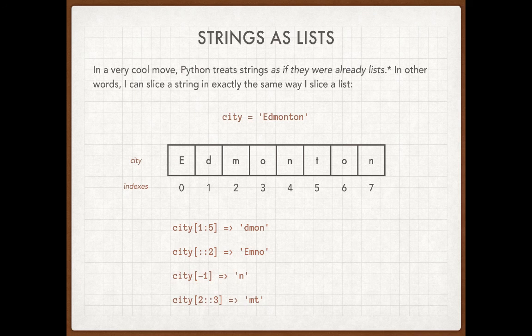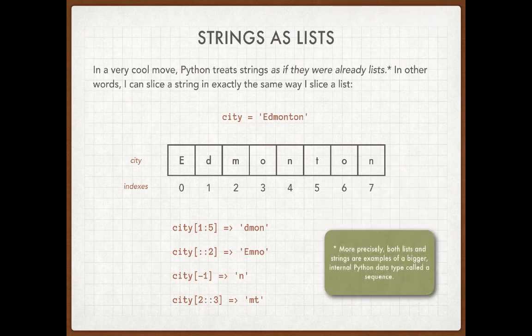Here's the last one, city[2::3]: start, stop, step. So my start is at 2. My stop goes all the way to the end because it's missing, and I'm taking every 3rd element. So I'm taking 2 and 5, or M and T, right? It's perfect.